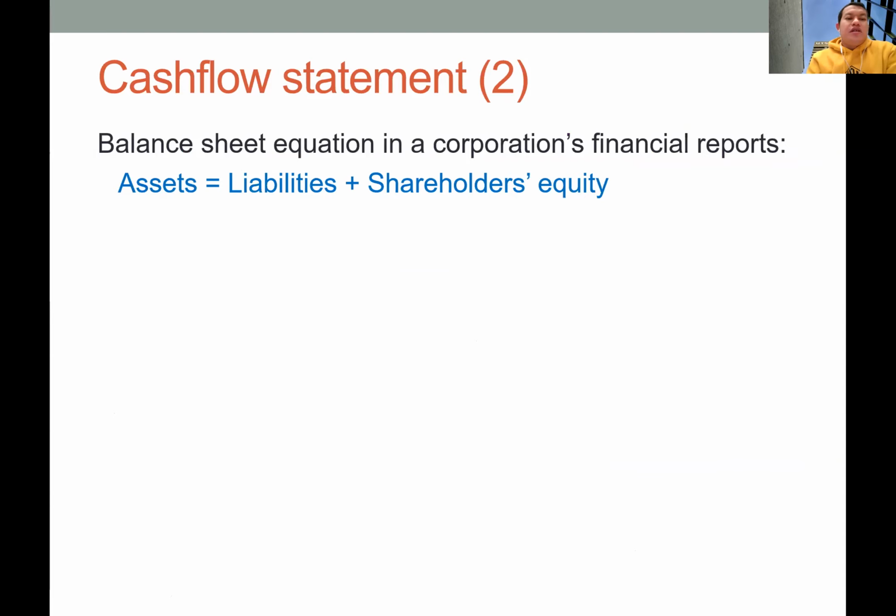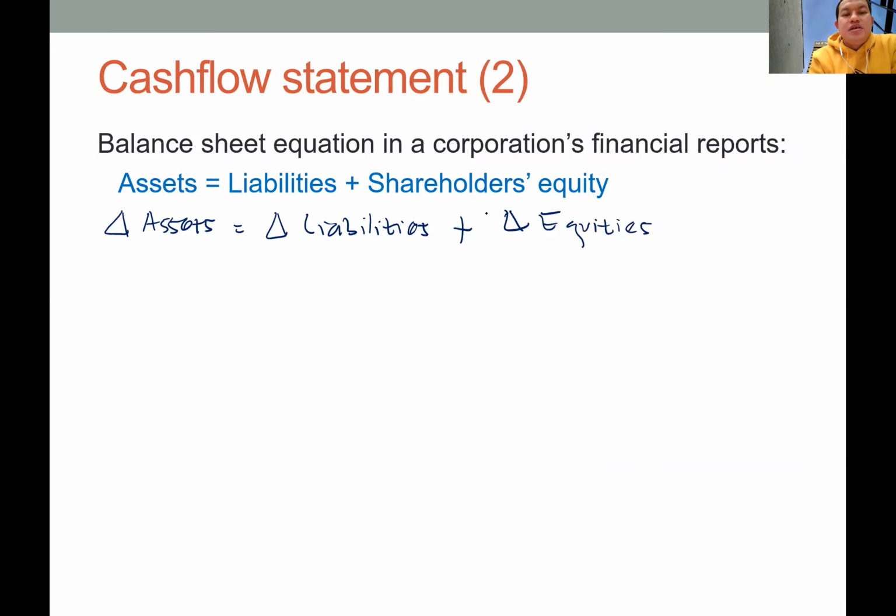So now we start with this basic equation. We have discussed this equation quite often. Assets are equal to liabilities plus shareholders' equity. So if I take the changes in assets, they will be equal to changes in liabilities plus changes in equities. Just simply take the changes of each account.